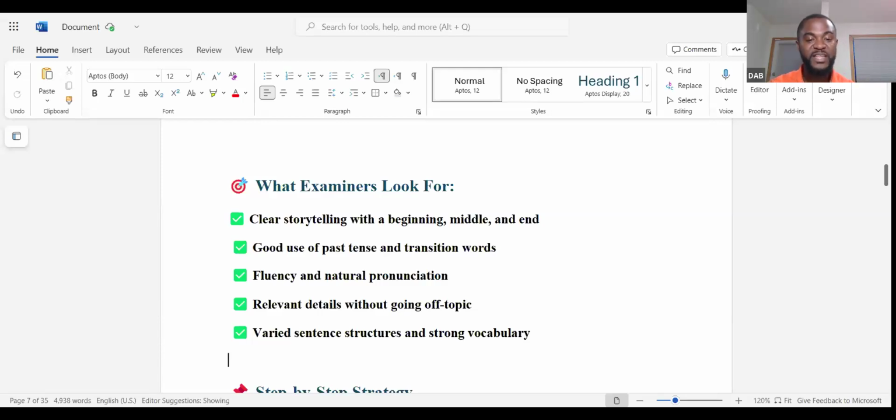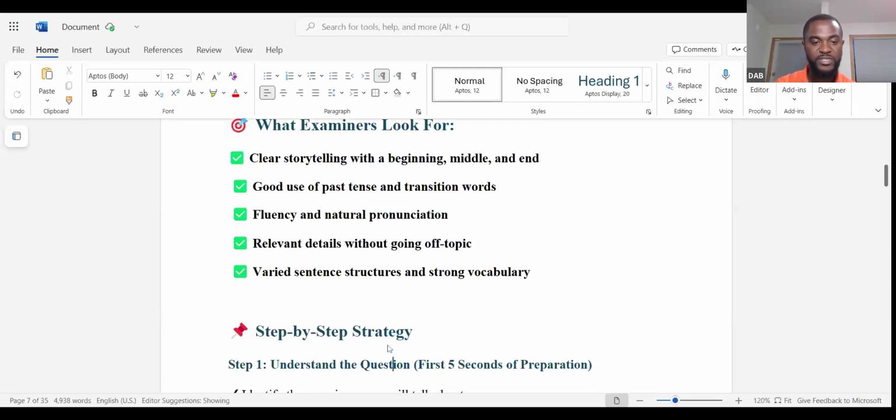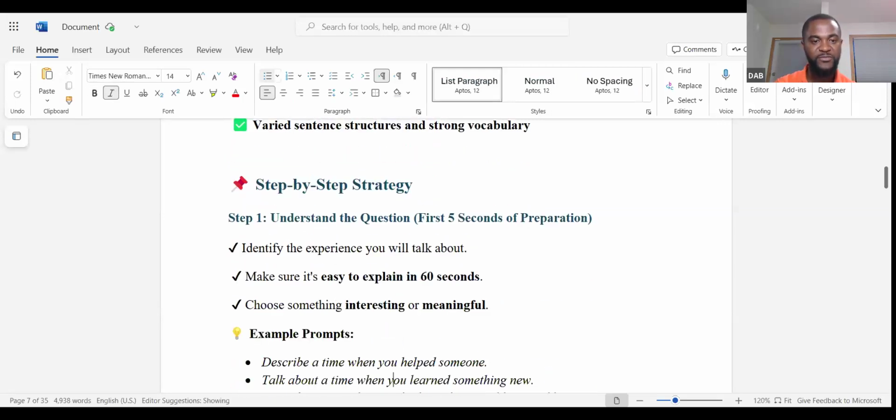Then again, use varied sentence structures and strong vocabulary. Use simple words. Don't use big English or some type of English that you yourself don't understand. So know where you're using certain words. You vary your sentences. You can use simple sentences, complex sentences, and compound sentences. All these give you some points that the examiners are looking for.